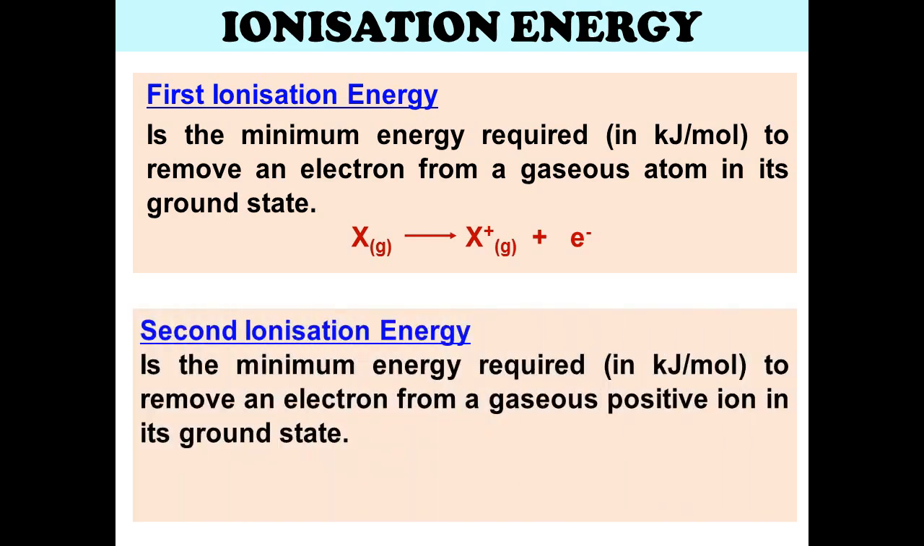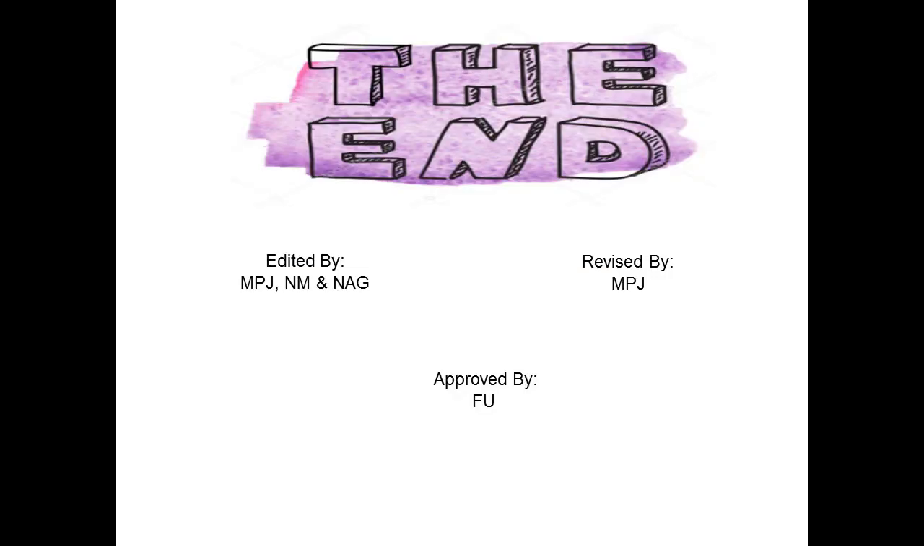Okay, the second ionization energy is the minimum energy required to remove an electron from a gaseous positive ion in its ground state. For example, X+ ion to produce X2+ ion. Okay, that's all for chapter 2.